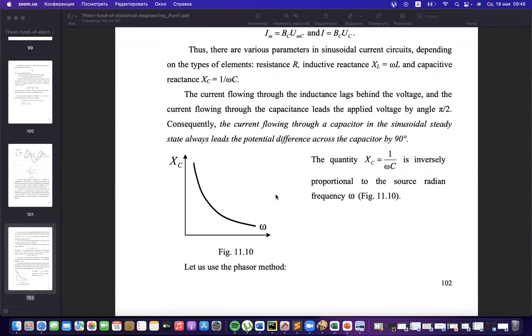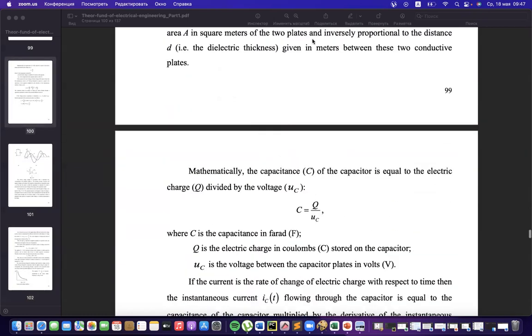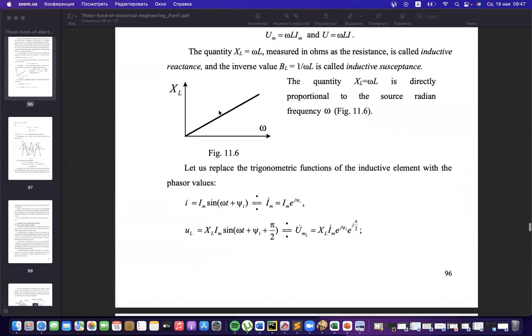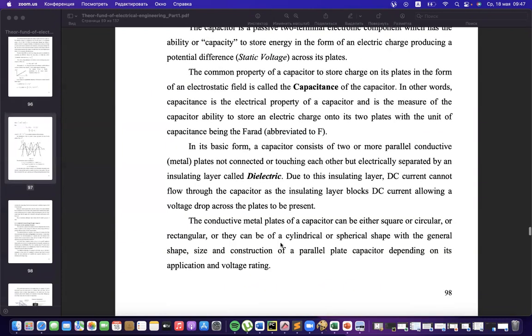For both coil and capacitor, resistivity depends on frequency. For the capacitor, resistivity decreases with frequency because it is 1 over omega C. For the coil, resistivity increases with frequency because it is omega L.